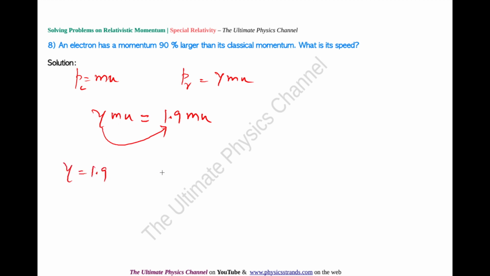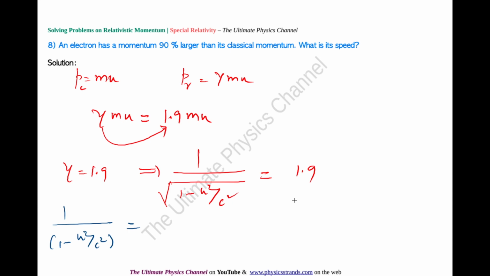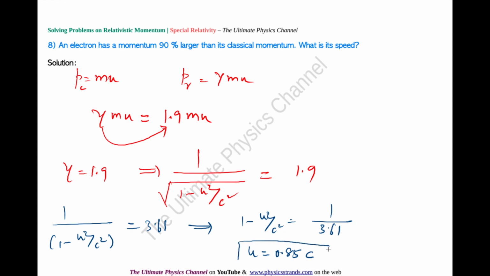So gamma is 1.9. That means 1 over the square root of 1 minus u squared over c squared is equal to 1.9. If I simplify this equation, I'll get u, right? I square both sides, so I get 1 over 1 minus u squared over c squared equal to the square of 1.9, and that is 3.61. Rearranging, 1 minus u squared over c squared is going to be 1 over 3.61, and simplifying further, I get u equal to 0.85 times the speed of light. So that is the speed of the electron which has a momentum 90% larger than its classical momentum. Right. Let's move on to the next one.